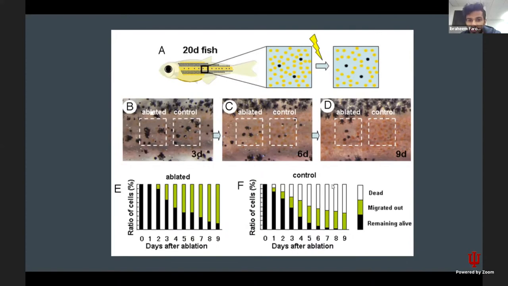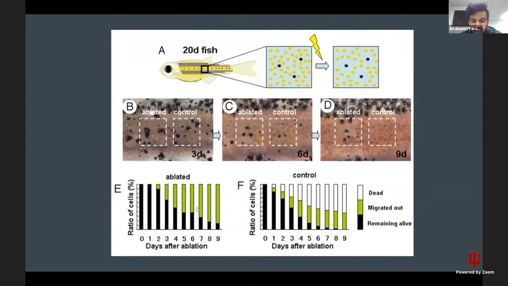So what they did for their experiment was they ablated the region near the isolated melanophores, meaning that now these melanophores are no longer adjacent to xanthophores, and they tracked these isolated melanophores to see what would happen in these instances. And what they noticed was no longer would they ever die out.